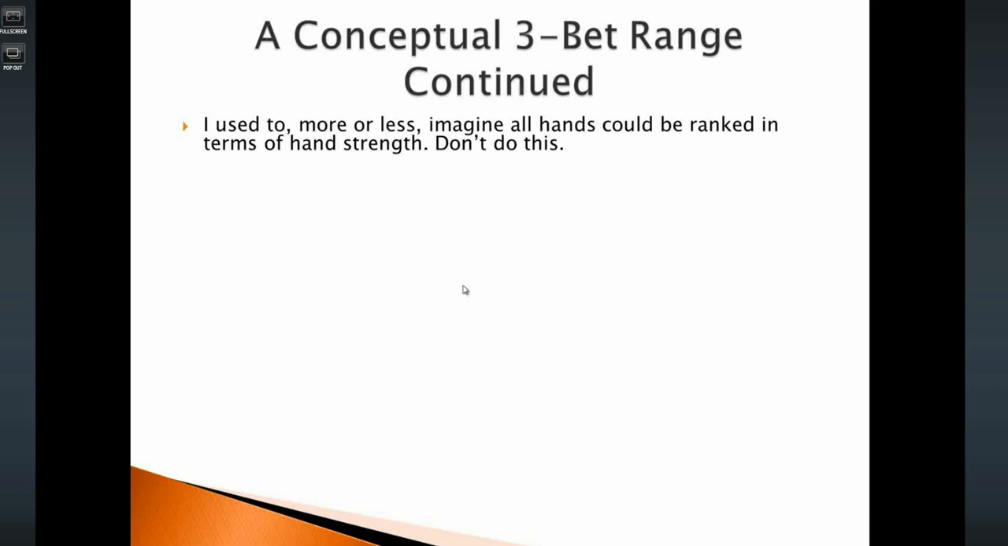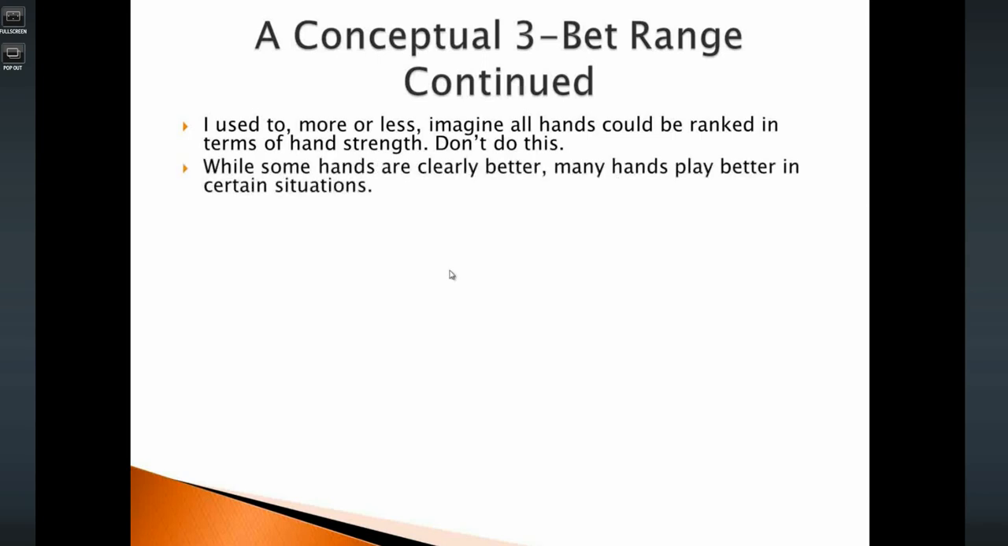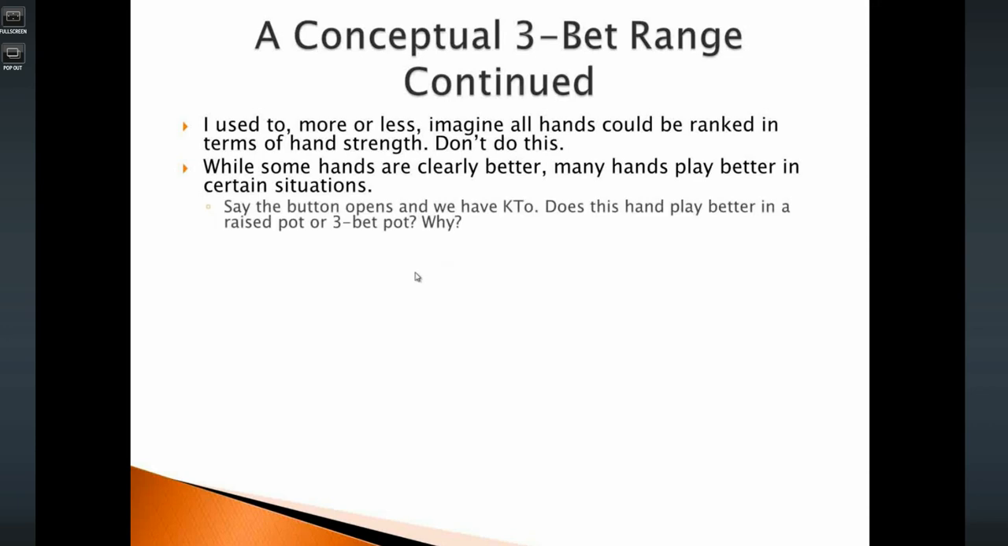That's something so incredibly important to always remember: just because you know the equity of a hand, you don't know the expected value. While some hands are clearly better, many hands play better in certain situations. No one's arguing that ace-king isn't better than ace-jack. We're talking about hands where it's much more difficult to tell. So let's say the button opens and we have king 10 off in the big blind. Does this hand play better in a raise pot or a 3-bet pot? Why? Stop for a moment and answer that question. Explain why to yourself, because if you're not exactly correct, it will help you fix other leaks. So pause for a moment and answer that.